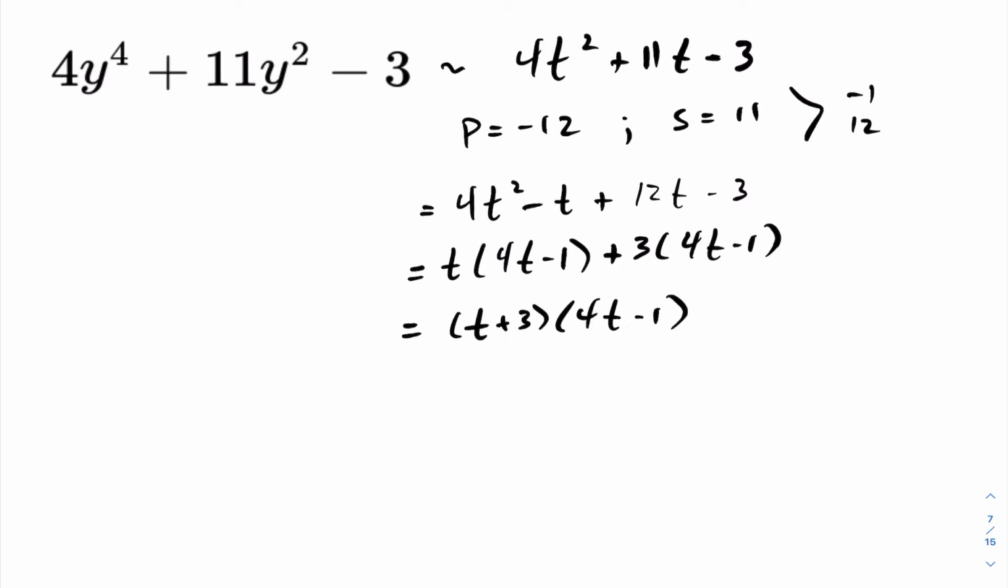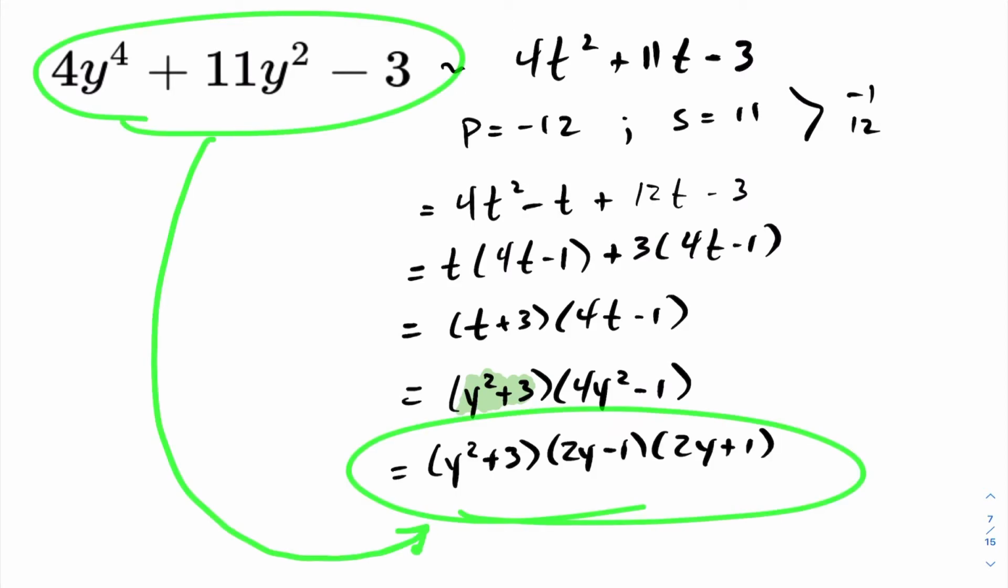Now the only thing we have to do here is do our substitution. Well, it wasn't a t, it was actually a y squared. Subbing this back in, we get, once again here, y squared plus 3. There's nothing more we can do with that. We can't break this up anymore. However, we have now a difference of squares here that we can do. Breaking this up using difference of squares, you'll notice here our degree 4 polynomial, 4y to the power of 4 plus 11y squared minus 3 will factor into y squared plus 3 times 2y minus 1 times 2y plus 1.